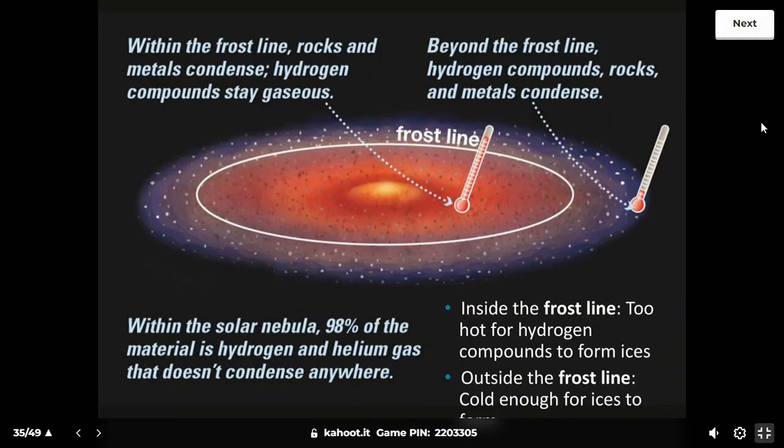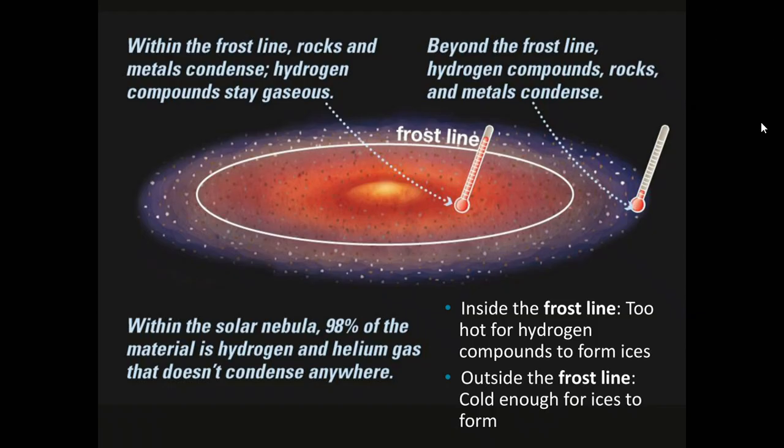So why do we have terrestrial planets that are closer to the sun and then gas giants that are further from the sun? There's a term called the frost line, and basically anything inside of that line, any ice that you have is going to be in a liquid form or a gaseous form, so you're not going to be able to form a planetary body out of that material.